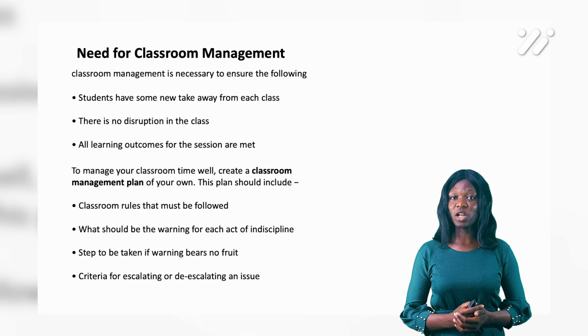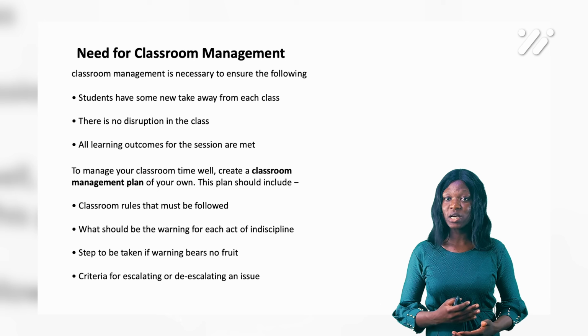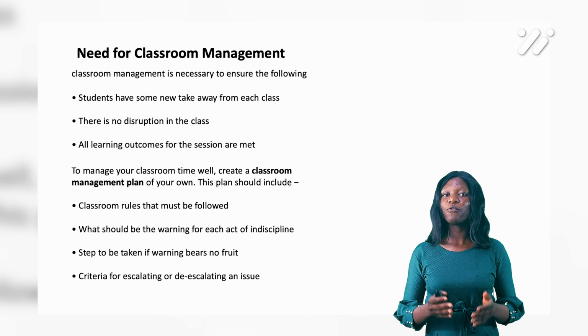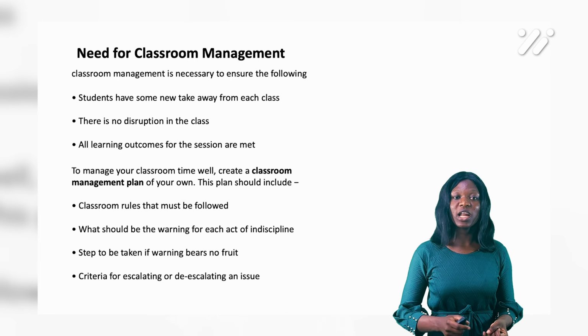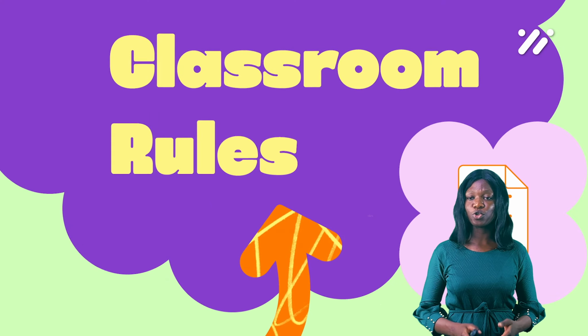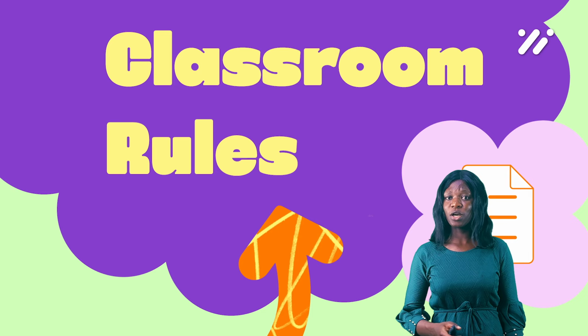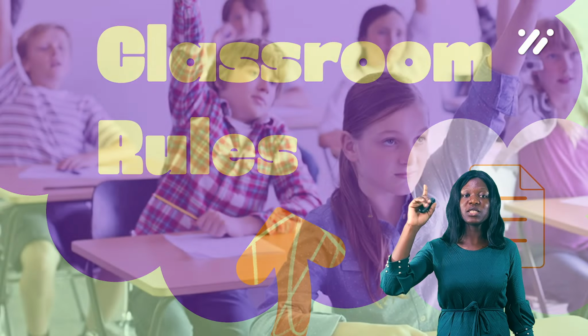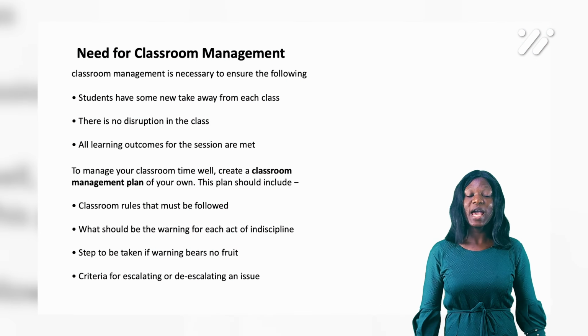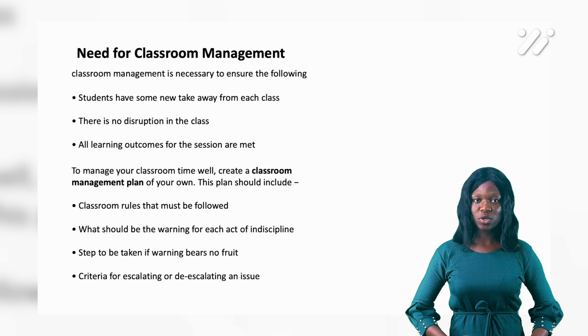Now, to manage a classroom, you have to create a classroom management plan of your own. And the plan should include classroom rules that must be followed. You should set rules for your class. You know that when a student is supposed to ask a question, he or she should raise his or her hand. You don't just expect that a student should stand up and say, I'm supposed to ask this question, and then start talking.